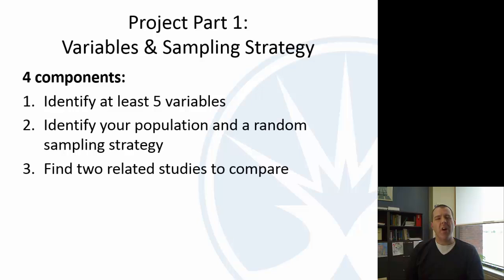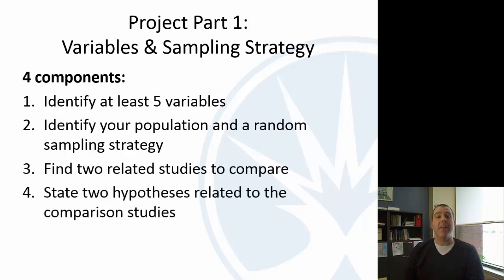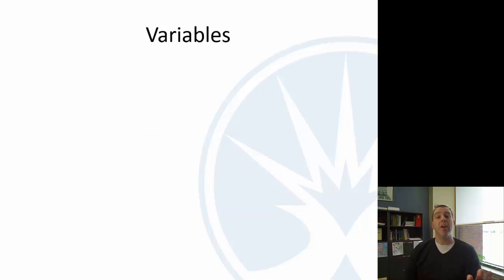One of the hardest parts about part 1 is finding 2 related studies that compare to your variables. I've got some suggestions, some sources, and then you can always just email me or stop by my office and we can usually find something that relates. There are some specific criteria though, and that's what makes it a little bit challenging. And then finally, you're going to state 2 hypotheses. After you find your 2 comparison studies, you're going to say, well, how do I think my population compares to those 2 particular studies?